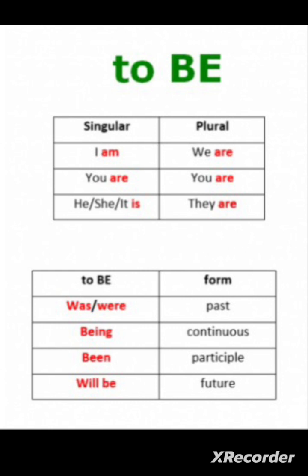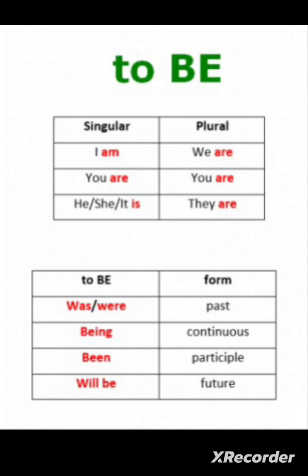You are writing. He is sleeping. She is studying. It is raining. So the to be verbs are am, are, is, and for plural we are using the same, that is are. We are, you are, they are. So here we have studied the first kind, that is the to be form. In that we have the words was, were, being, been and will be.